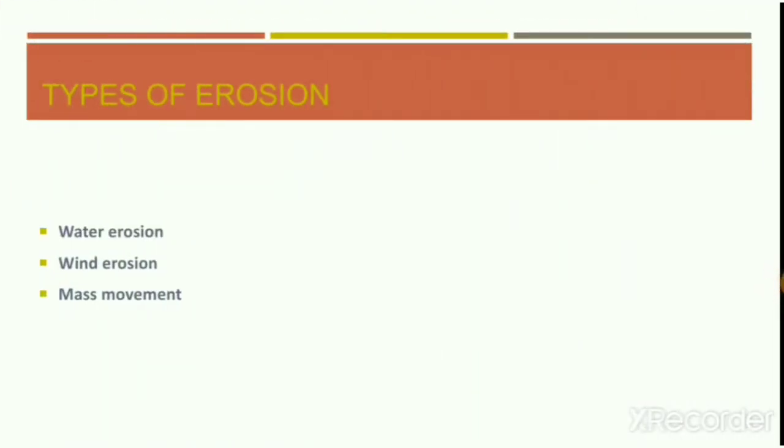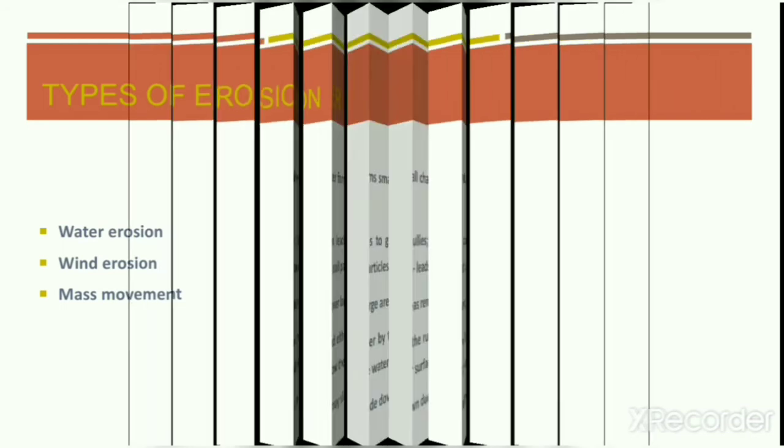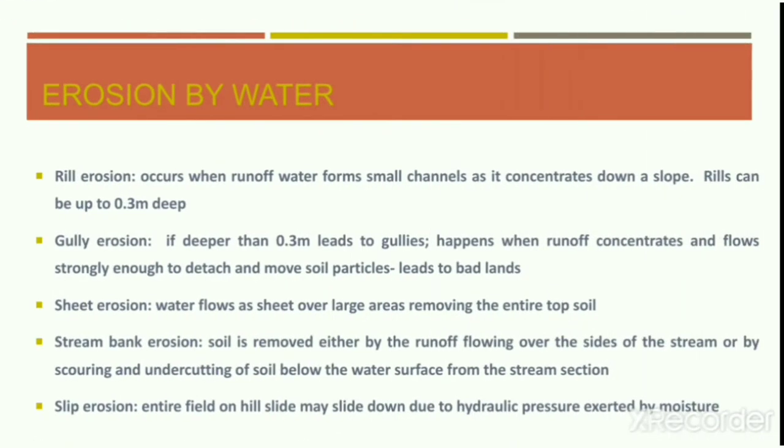There are three basic ways by which the soil is getting eroded: erosion through water, erosion through wind, and the mass movement. The water running over the surface of the soil is a far more serious cause of erosion in more parts of the world than the wind. Water only runs off the surface when the rate of rainfall exceeds the rate of infiltration. The action of this running water is categorized as rill erosion, gully erosion, sheet erosion, stream bank erosion, and slip erosion.